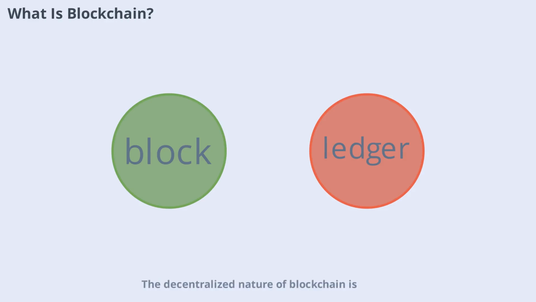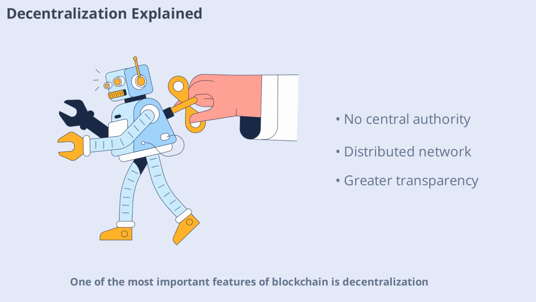The decentralized nature of blockchain is what sets it apart from traditional databases, and it's the foundation for its security and transparency. One of the most important features of blockchain is decentralization. Unlike traditional systems where a single authority controls the data, blockchain distributes control across a network of computers, often called nodes. Each node has a copy of the entire blockchain, and they work together to verify and record new transactions. This means there's no single point of failure, making the system more resilient to attacks or errors. Decentralization also fosters greater transparency, as anyone can view the blockchain's history.